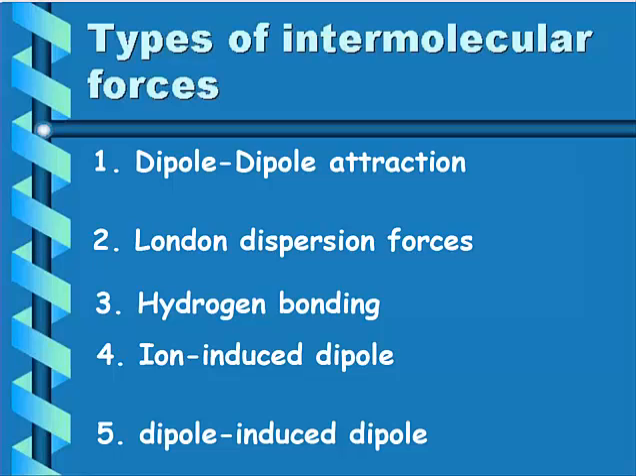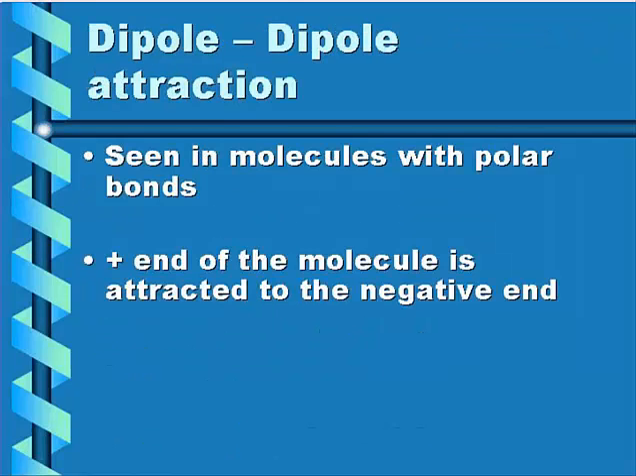The types of intermolecular forces that we're going to be talking about are dipole-dipole, London dispersion, hydrogen bonding, ion-induced dipole, and dipole-induced dipole. A dipole-dipole attraction is seen in molecules with polar bonds. So it's got to be a polar compound to have dipole-dipole. The positive end of one molecule is attracted to the negative end of another molecule. Remember, it has to be between two molecules.